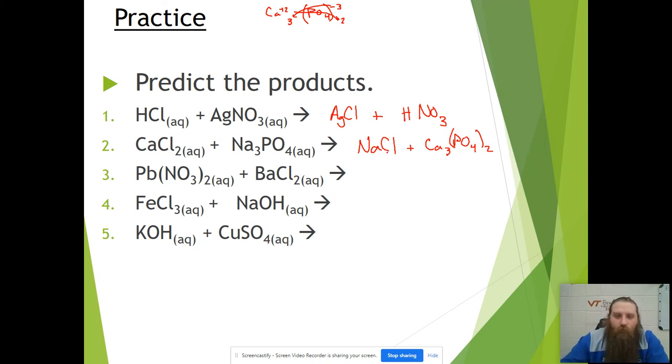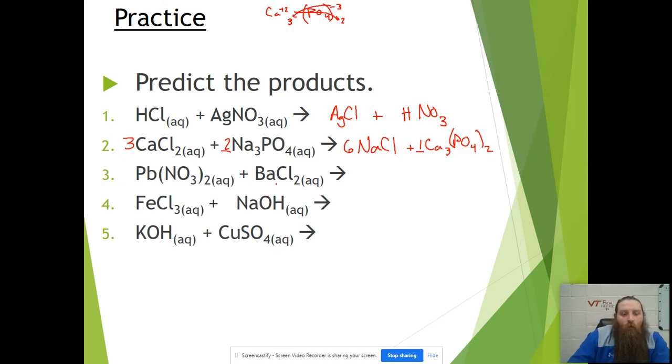So 2 phosphates on the right, need 2 on the left. I've got now 6 sodiums, so I need 6. That gives me 6 chlorines, so I need a 3 right there to give me 6 on the left. That gives me 3 calciums, and I have 3 calciums, so that's a 1.